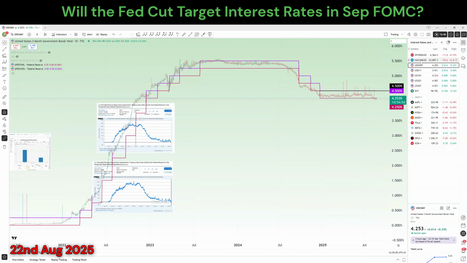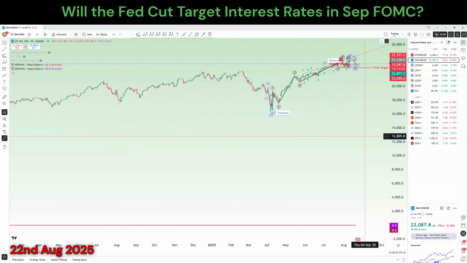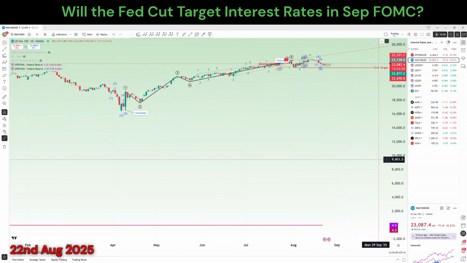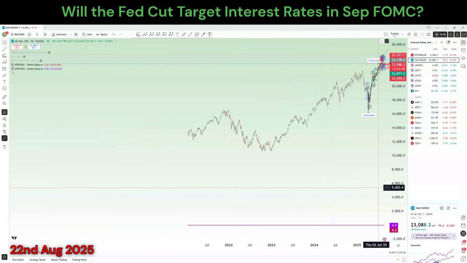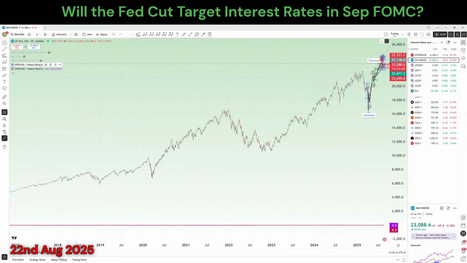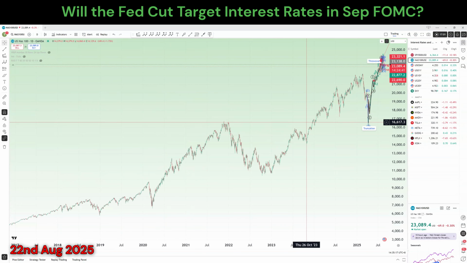Okay, now we look at the S&P 500 or the Nasdaq. Let me remove this now because it's affecting my charts.